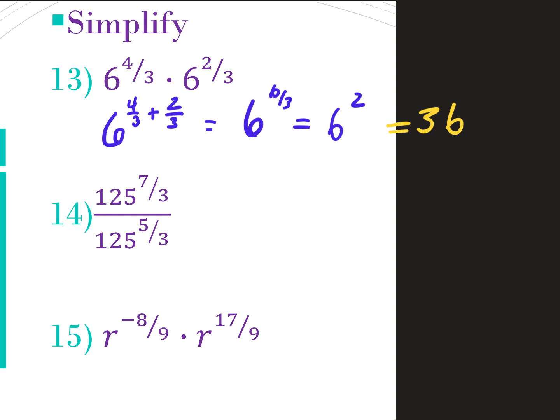If you have the same base and you're dividing, what do you do to the exponents? You subtract, right? When same base and we were multiplying, you add them together. So it should make sense that the same base and you're dividing, you subtract. So do I have the same base here? Yes, I have the base of 125. So I have 7/3 minus 5/3. That gives me 125 to the what? To the 2/3 power.